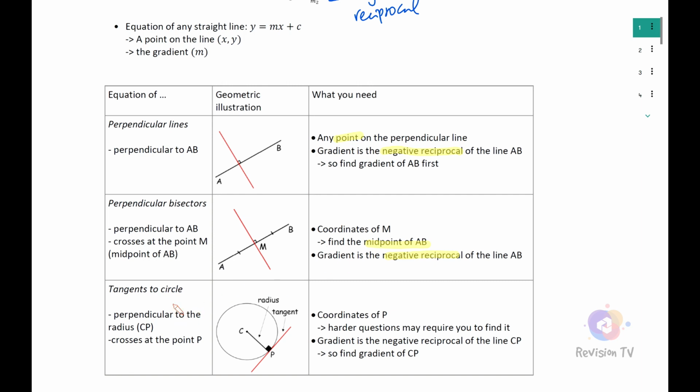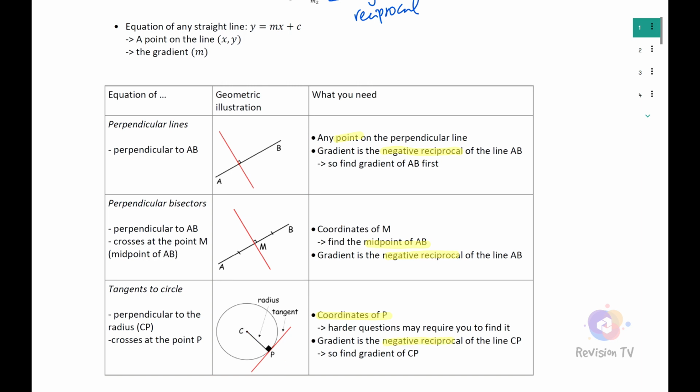Last but not least, tangents to a circle, which is also a circle theorem. We know a radius and a tangent make a right angle. What we need here is to work out the equation of this red line. We need the coordinates of P, the touching point. Harder questions may require you to find it, especially if you do further maths at GCSE; you're quite likely to be asked to work it out. Next, you also need a gradient, which is the negative reciprocal of the gradient of the radius.